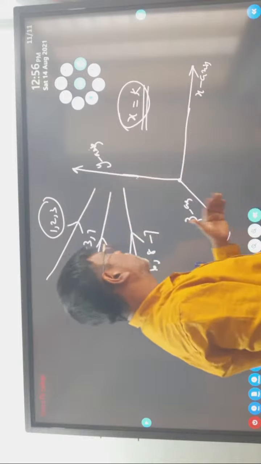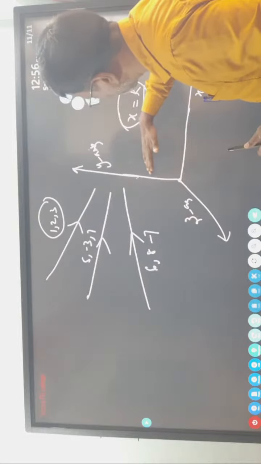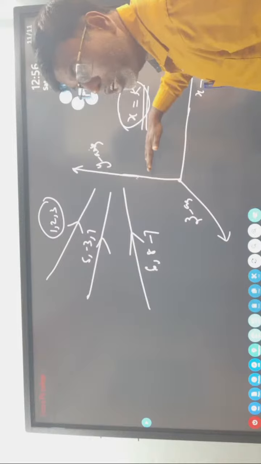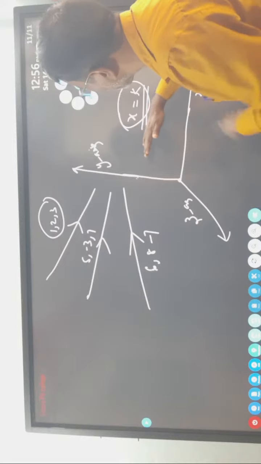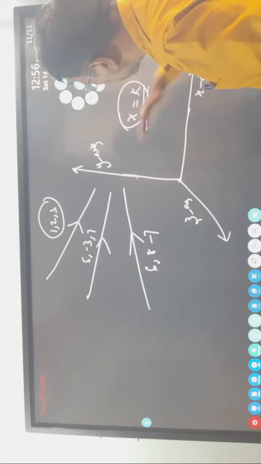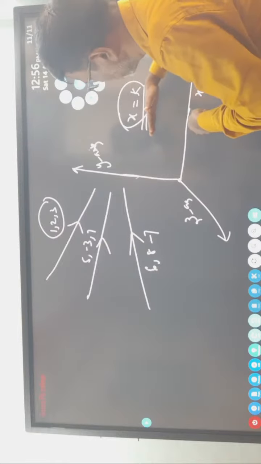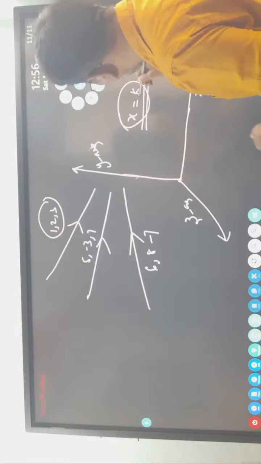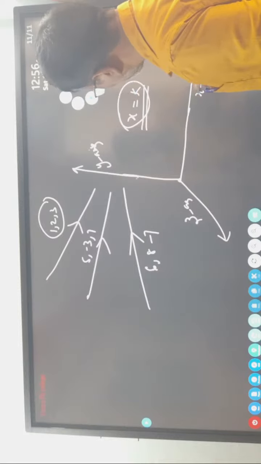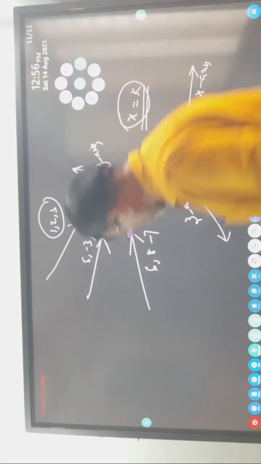The same pattern applies to the y-axis. A plane perpendicular to the y-axis is nothing but y equals some m. So the plane perpendicular to the y-axis is parallel to the zx plane. Remember that x equals k is the plane perpendicular to the x-axis or parallel to the yz plane. This is very important.